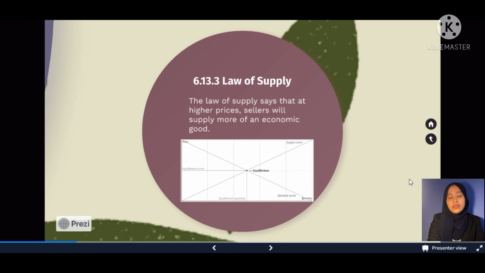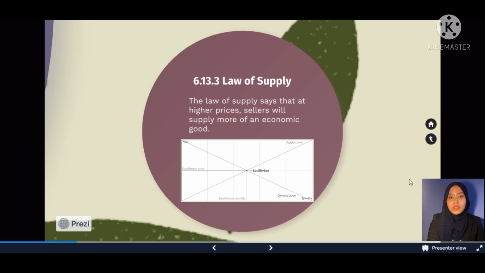Law of supply. The law of supply says that at higher prices, sellers will supply more of an economic good. Like the law of demand, the law of supply demonstrates the quantities that will be sold at a certain price. But unlike the law of demand, the supply relationship shows an upward slope. This means that the higher the price, the higher the quantity supplied.